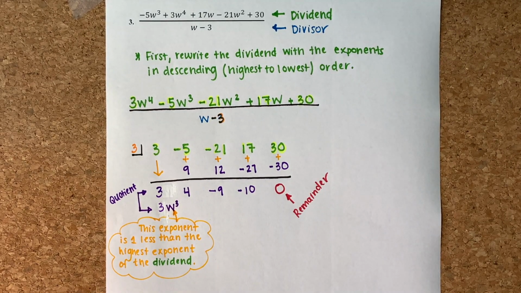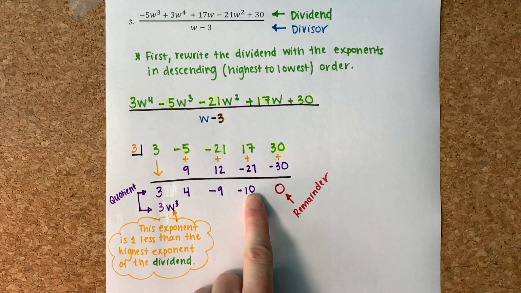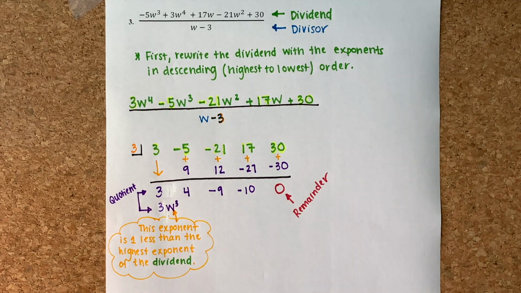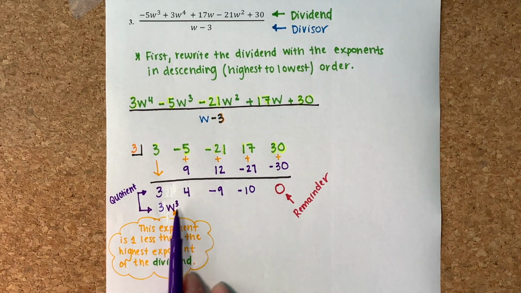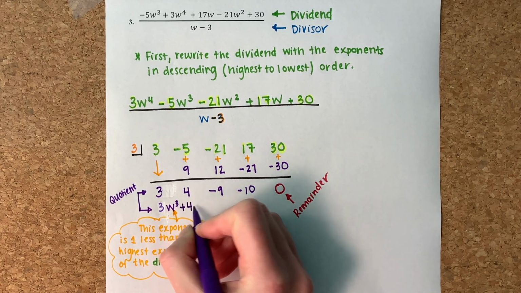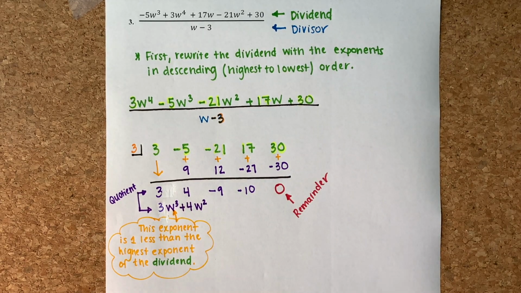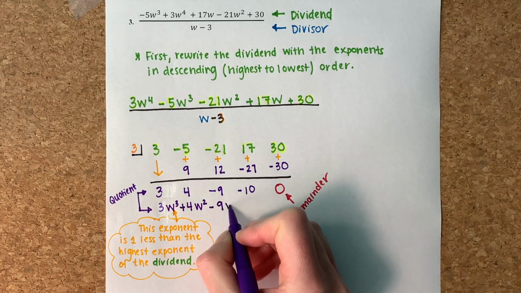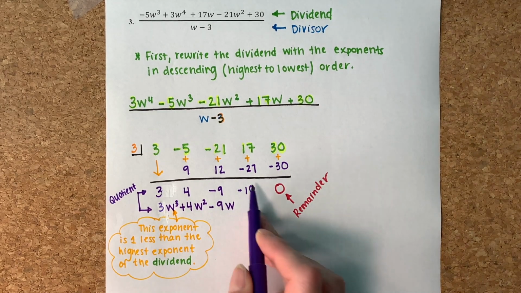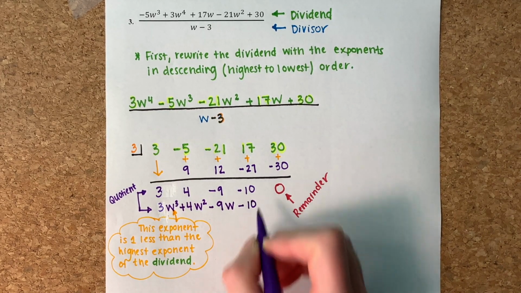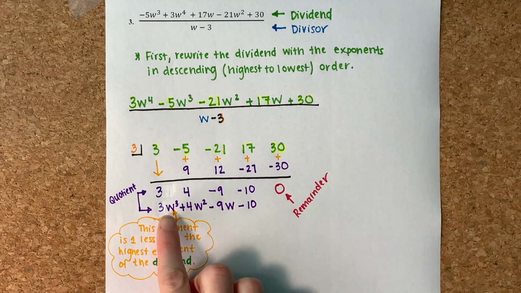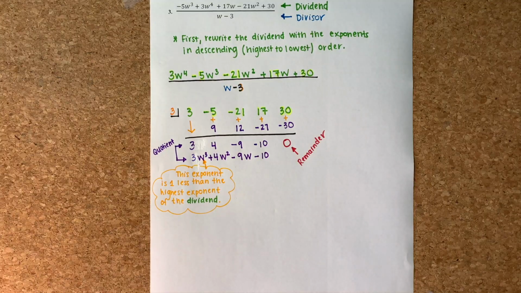Then we said on the previous page that the number next to your remainder is always a constant. So we know that this -10 will be a constant. But what do we do with these numbers in between? Well, once we figured out our first variable, w cubed in this case, then our subsequent variables just go down in descending order. So this was w cubed. Our next variable that we attach to the 4 will be w squared. Then the variable that we attach to the -9 will be w. And then we know that the number right next to our remainder is always just a constant with no variable at all.